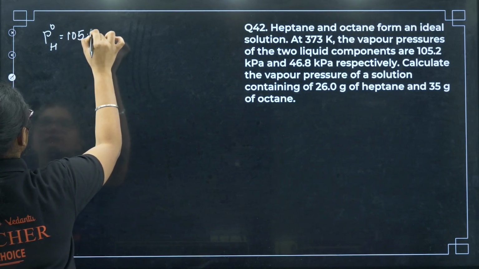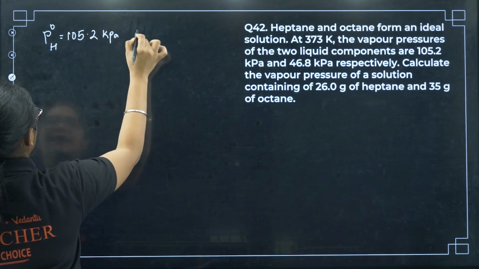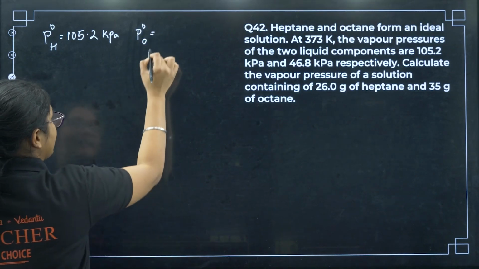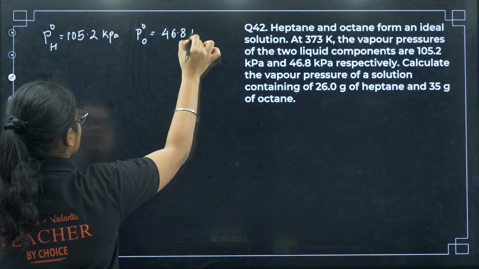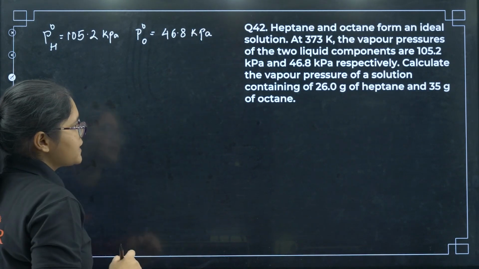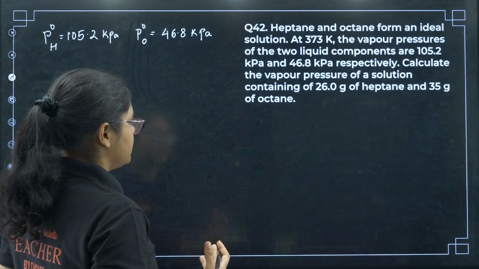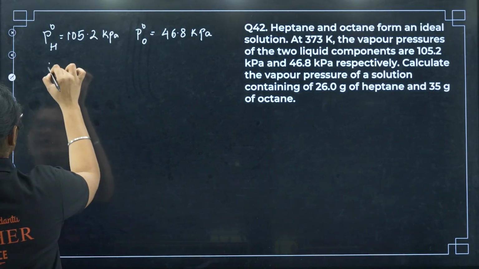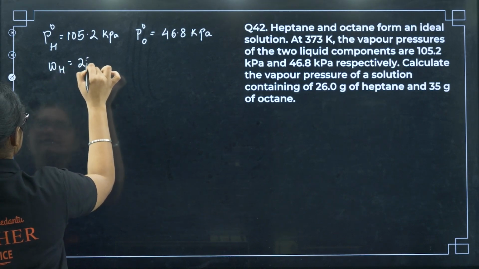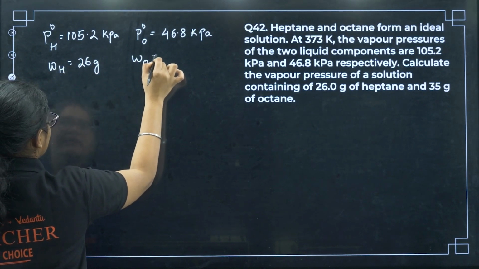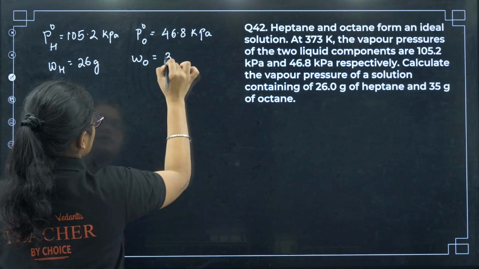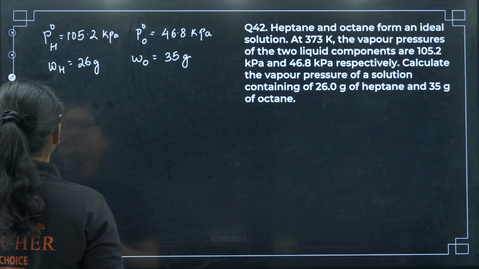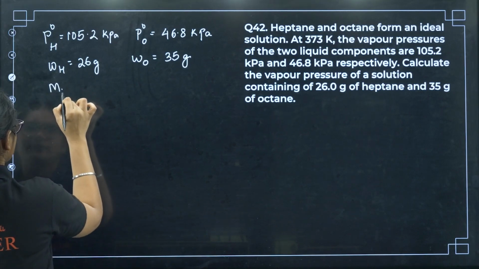105.2 kilopascal, okay. Then I have P naught of octane, which is 46.8 kilopascal, okay. Next I have: calculate the vapor pressure of the solution containing 26 gram of heptane. So I will say W heptane is 26 gram and W octane is 35 gram, okay, clear. Now what I can do, I will calculate the molar mass of heptane first, okay.